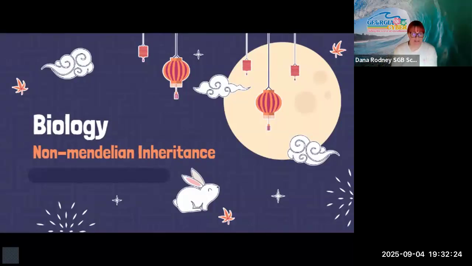All right, guys. Today we are going to talk about non-Mendelian inheritance. So the Punnett squares we've done so far are when there is a normal situation of dominant and recessive. And in that non-Mendelian inheritance, sometimes things don't work quite that way.